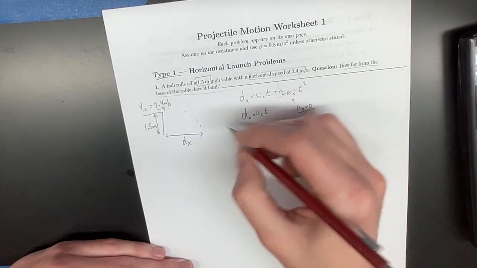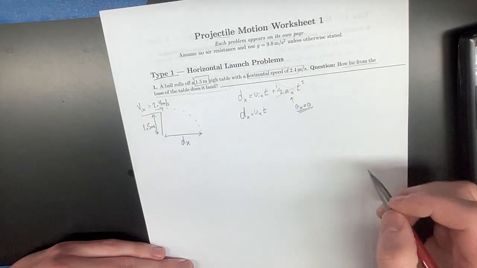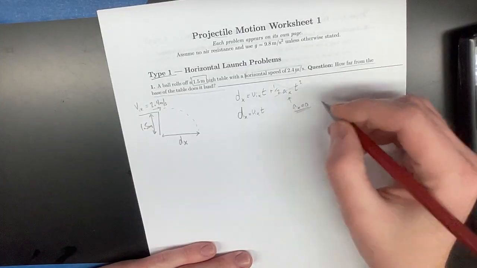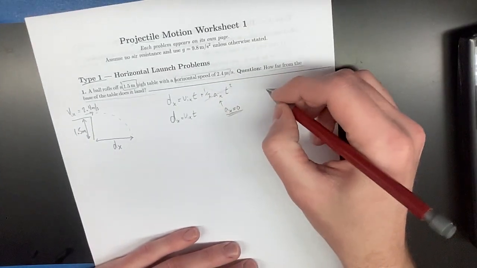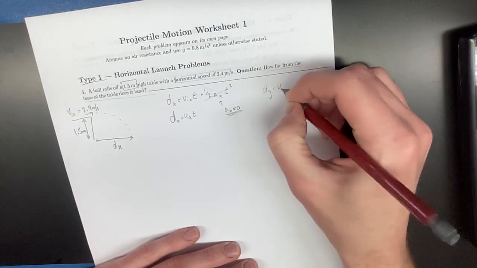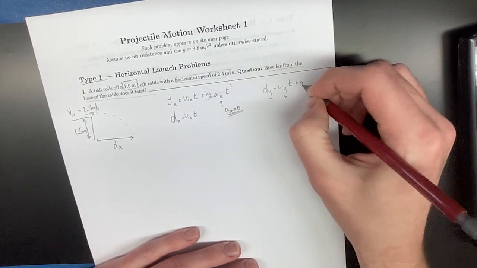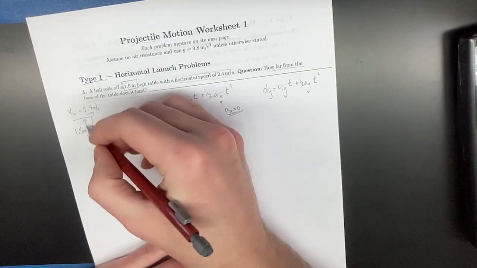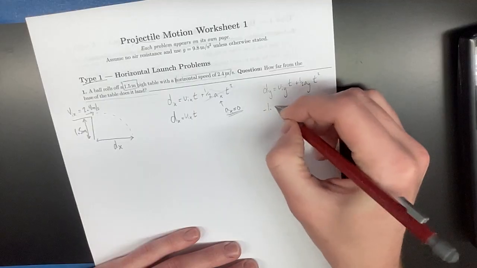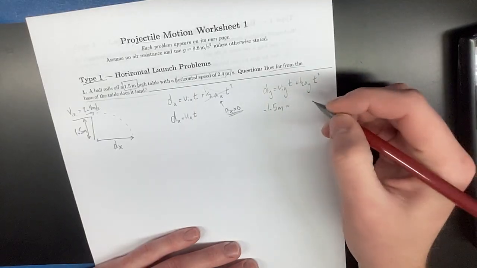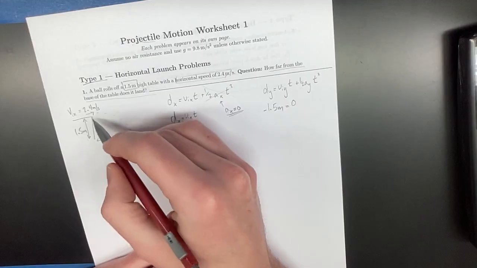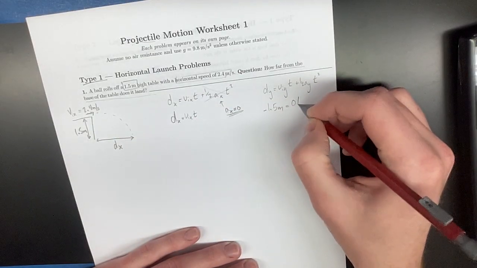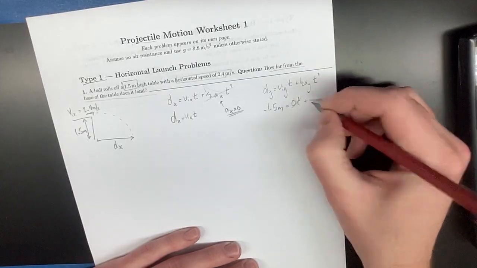I know v initial x is 2.4, but I don't know t. So I have to go on a little side quest to solve for t. Let's see. So let's say dy equals v initial y times t plus 1/2 ayt squared. Let's see, it travels down by 1.5 meters. And it wasn't moving up or down at the beginning, it was only moving sideways. So v initial y is 0 times t, so that whole thing is going to go away.